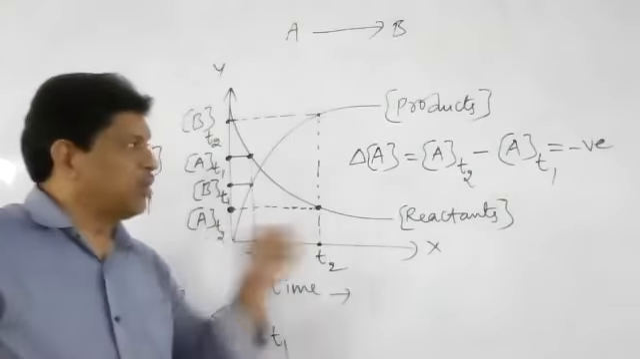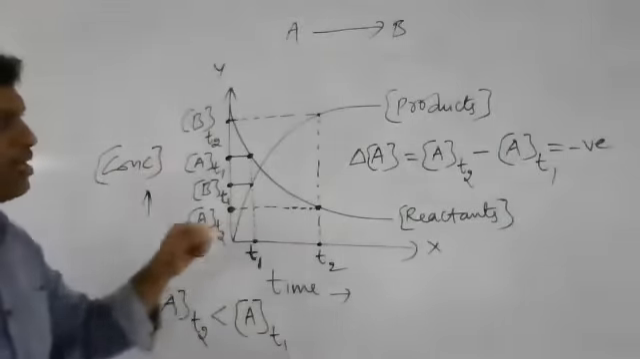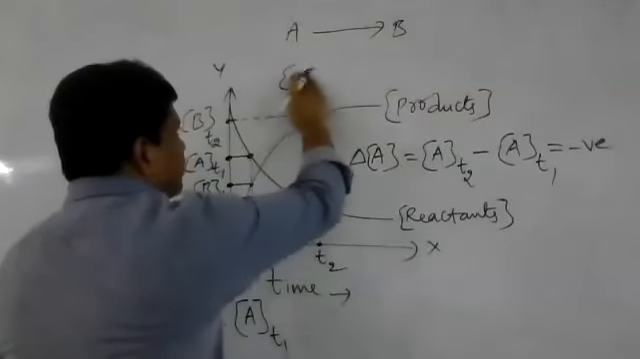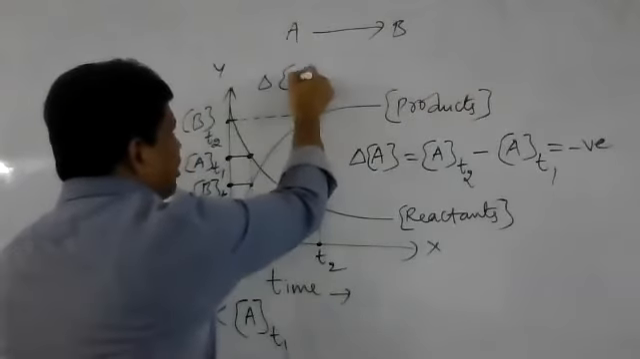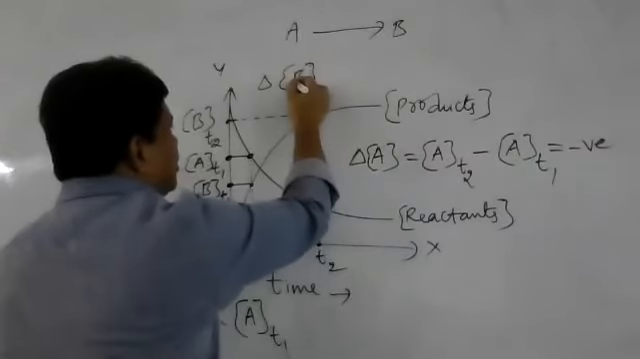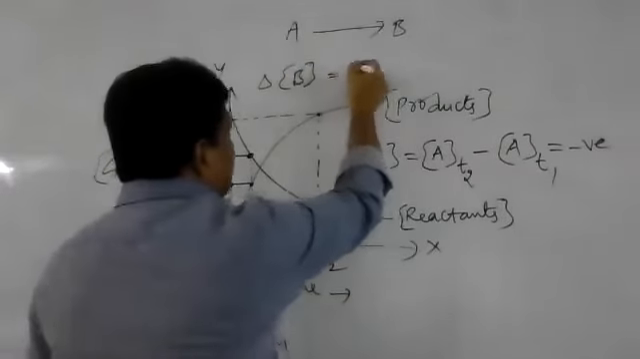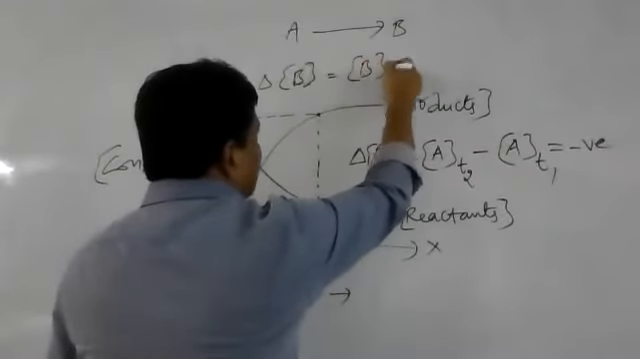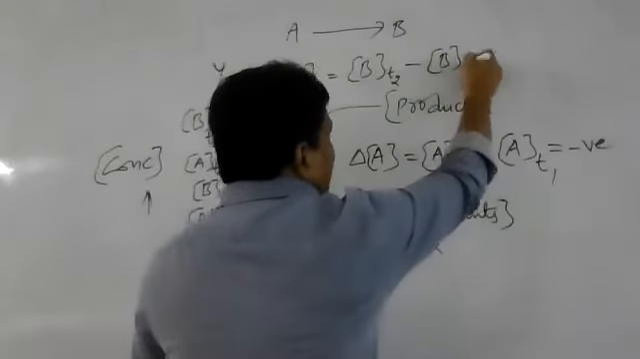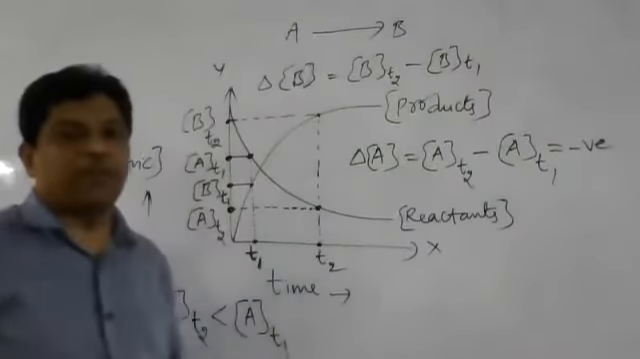Okay. Next, the point to keep in mind. Next, what is delta B here? Delta B, how to write? Change in concentration of B is equal to what? Tell me now. Change in concentration of B is equal to the final concentration of B, that is B at T2, minus the initial concentration of B.